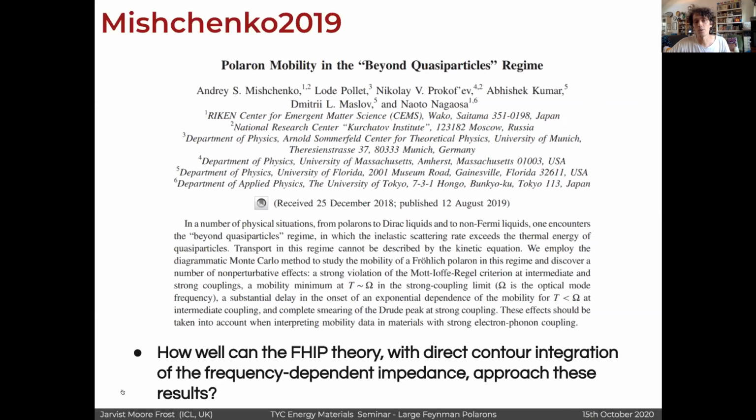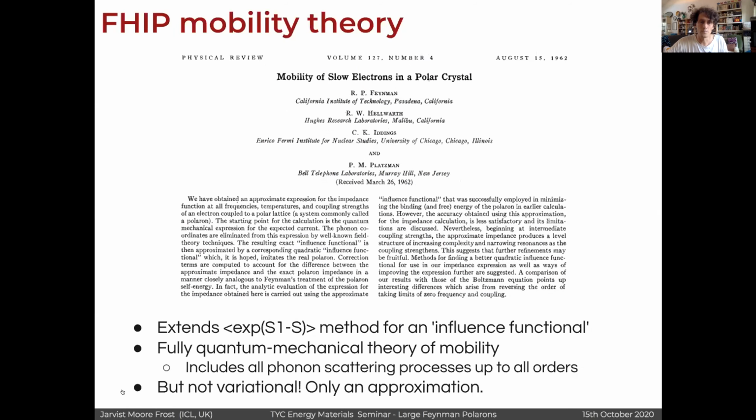And so a question I had was, how well do these 1960s techniques, which essentially take no real computer time to calculate, compare to this very, very heavy diagrammatic Monte Carlo method? So this is now going to this 1960s work, which builds on Feynman's 1950s model with an influence functional that describes the low field motion of the polaron state.